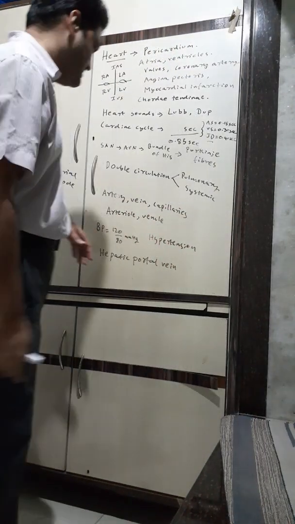Capillaries can widen and narrow. In heat they widen, which is called vasodilation. In cold they narrow, which is called vasoconstriction. You've done this last year.